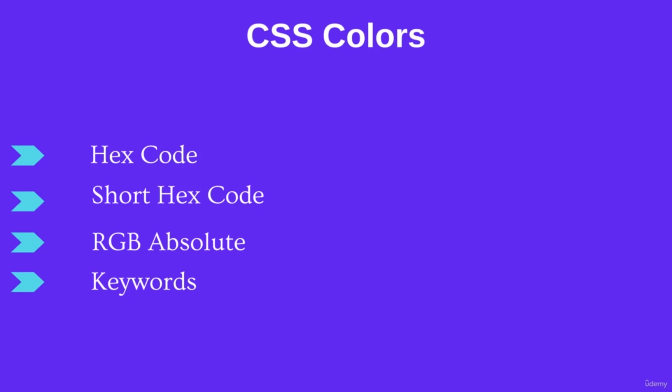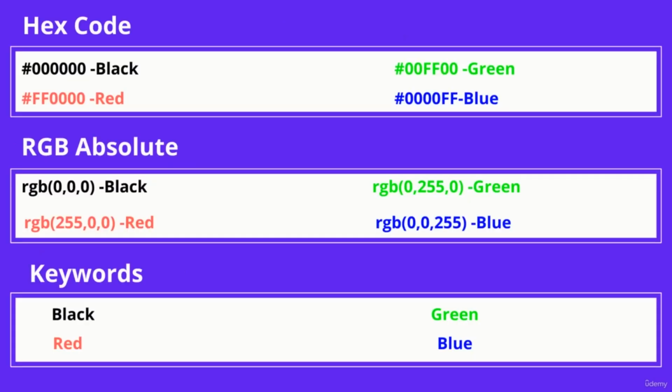As we know, whenever we talk about a color, all the colors are made up of 3 basic colors, that is red, green and blue. So this RGB combination will help us in forming the different colors which we can make. So hexadecimal, short hex code and RGB absolute, that is red, green, blue absolute, and the keywords. Keywords will help us in writing the name of a specific color.